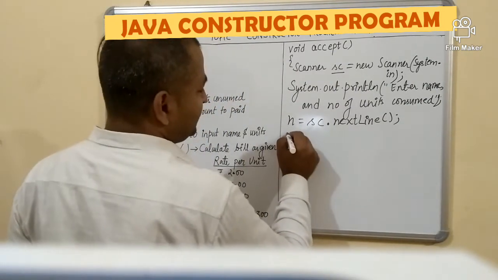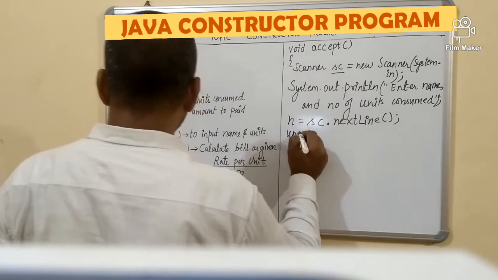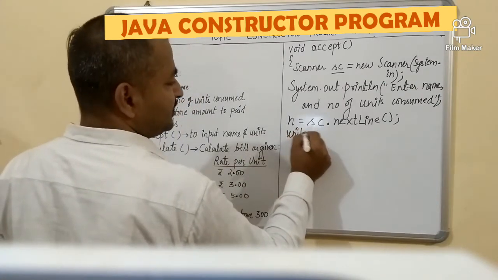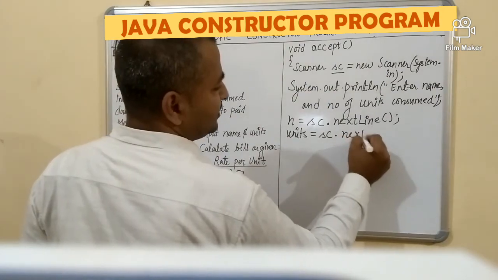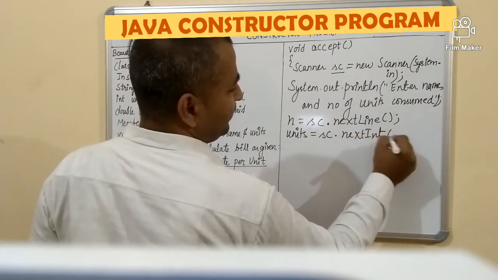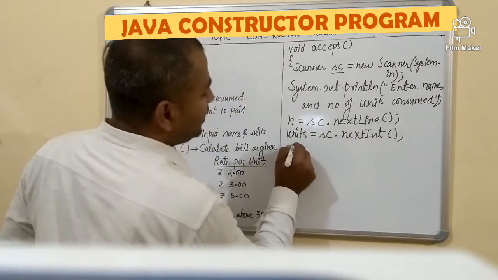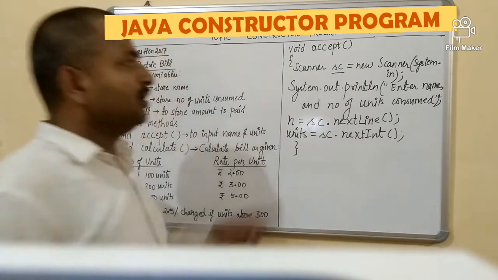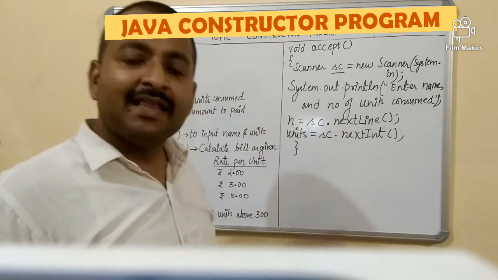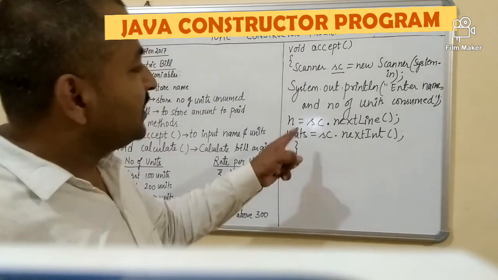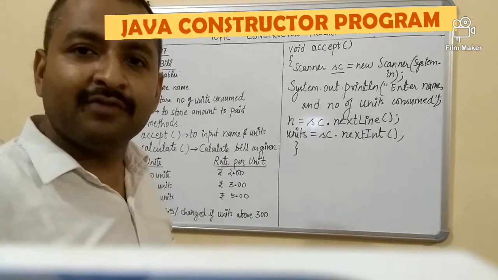Now next is your units. Have a look. We have taken an instance variable units. You will write the object sc.nextInt and close the curly braces. So here in this function, what is happening is that we are just taking the values from the user, the name and the number of units.